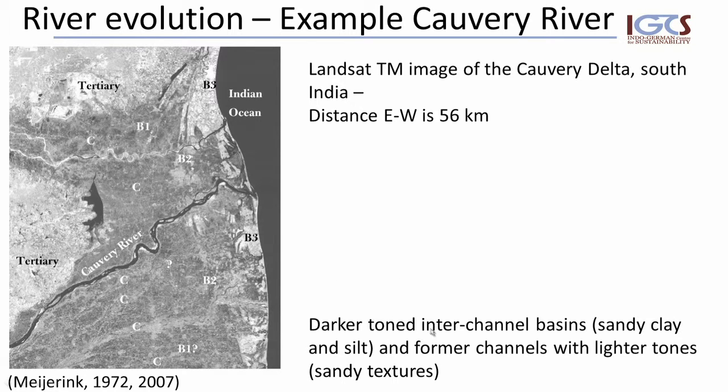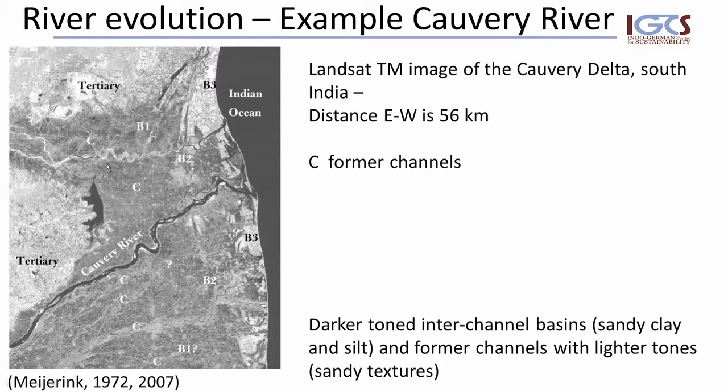So those darker tones here in this sedimentary portion of the image are interchannel basins. They are composed of sandy clay and silt. And then we see lines here, which are in a lighter gray, whitish tone, which represent sandy textures. And from this we can see very clearly paleochannels of the Kaveri River. We can see those channels here, and we can see channels here, and we can see them here in between. We sharpen our eyes for that.